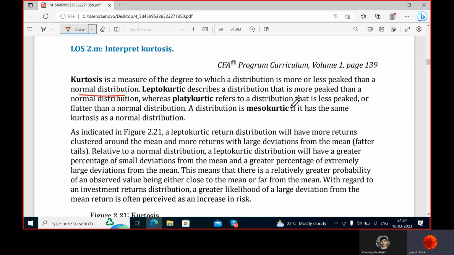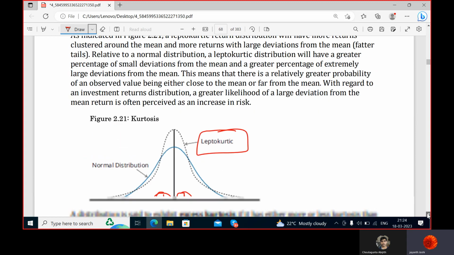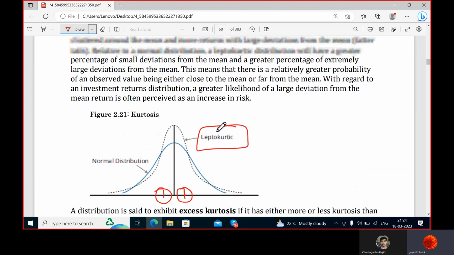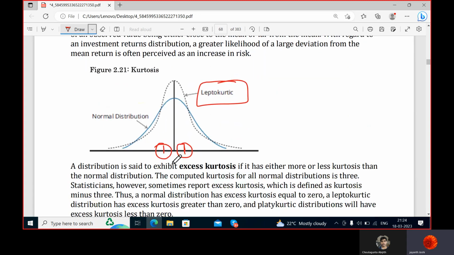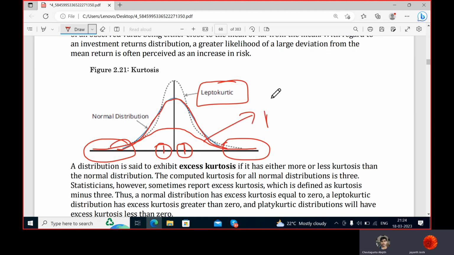And platykurtic refers to a distribution that is less peaked, or flatter than the normal distribution. And one more thing we'll discuss, mesokurtic is if it has the same kurtosis as the normal distribution. So if I make a particular curve exactly like the normal distribution, it's mesokurtic. But if I make it this way, more flatter, it is platykurtic, correct? Because most of the data is clustered here, and that pulls the normal distribution curve to the extremes and makes the tail more flatter. Hence that is platykurtic.